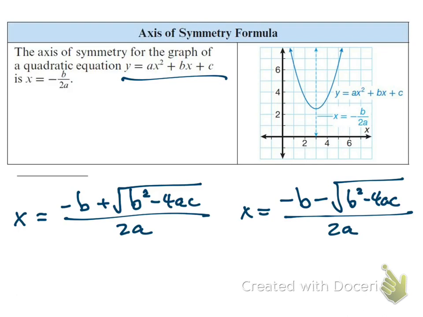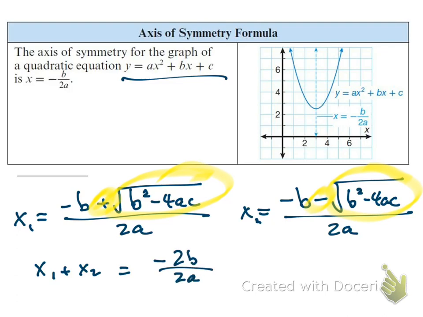Now, look, something nice is going to happen when we add these two things together. You see that plus right there and that minus right there? What's going to happen to these two things when we add them together? They're going to cancel each other out. That real complicated, ugly part goes away. So if we take x1 and x2 and add them together, we're going to get negative 2b over 2a.